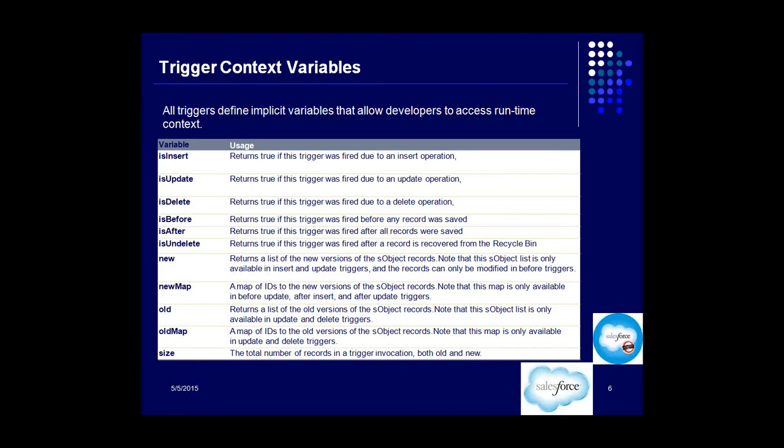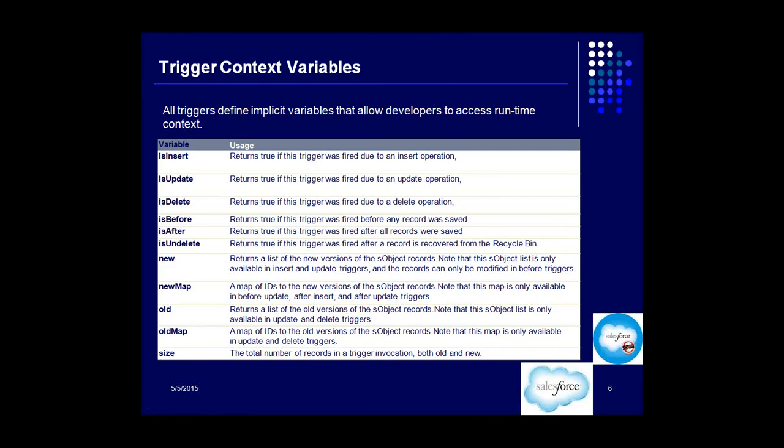So this returns a map of IDs and the records. In the same way, we have old, which returns a list of records which are being deleted. This is available for update and delete triggers only. Old map, again the same, creates a map of IDs and the records. And we have size.